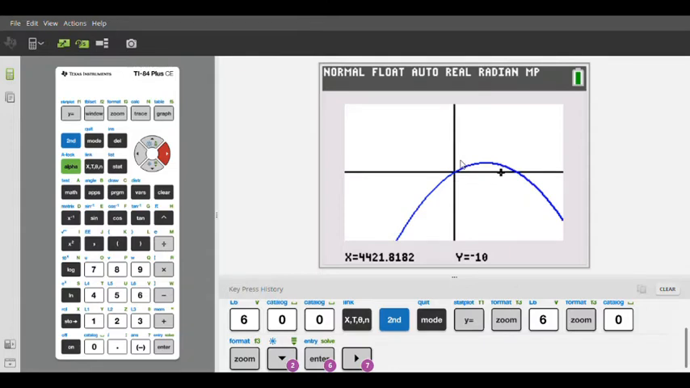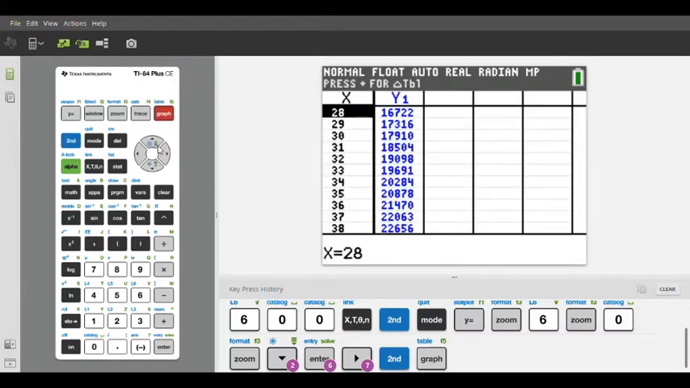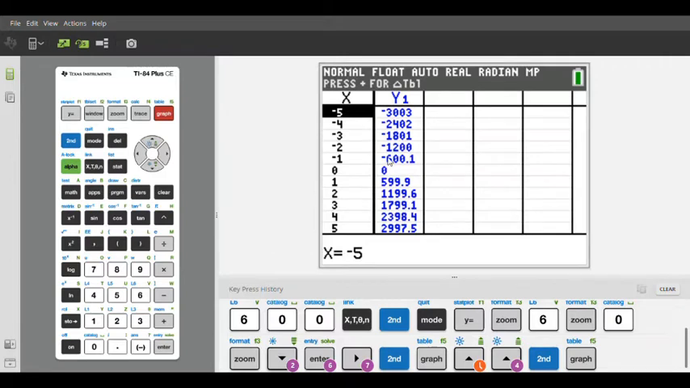Alright, now it wanted us to find a few points. I could draw a little XY table and do them all by hand, or I could say I'm a little smarter than that and I don't want to work that hard. So I'm going to go to second table, just like you saw me do. All I did was hit the blue second button and graph. It takes you to a set of tables here.